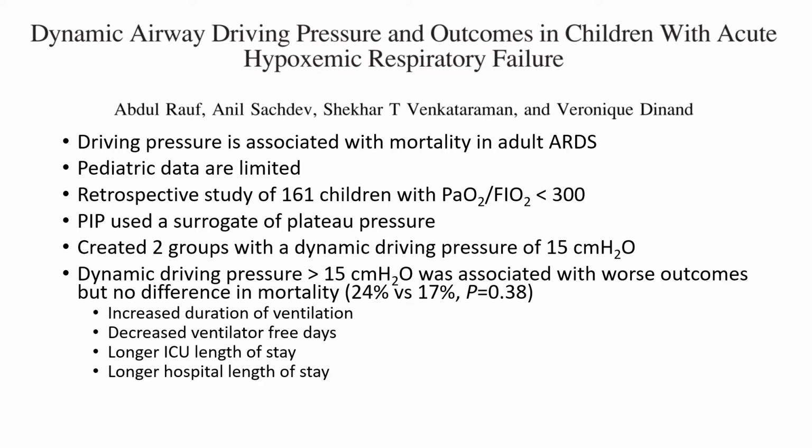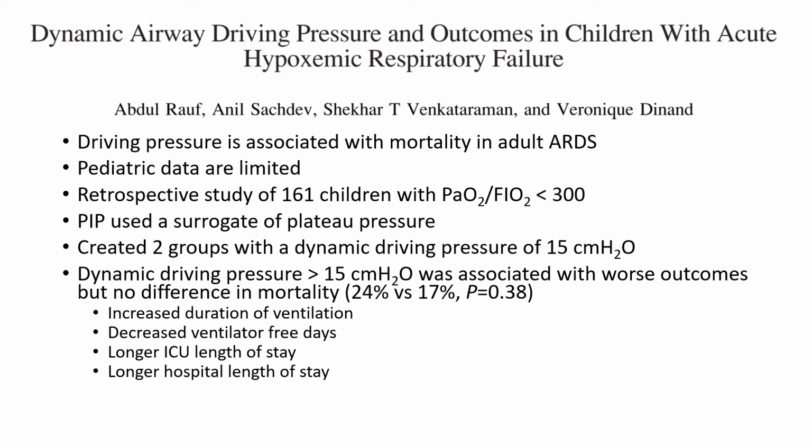This was a retrospective study of 161 children with a PF ratio of less than 300, and they had to use PIP as a surrogate of plateau pressure because most centers, including theirs, don't routinely measure plateau pressure in children. They created 2 groups based on what they call the dynamic driving pressure, which was the set delta pressure, greater than or less than 15.